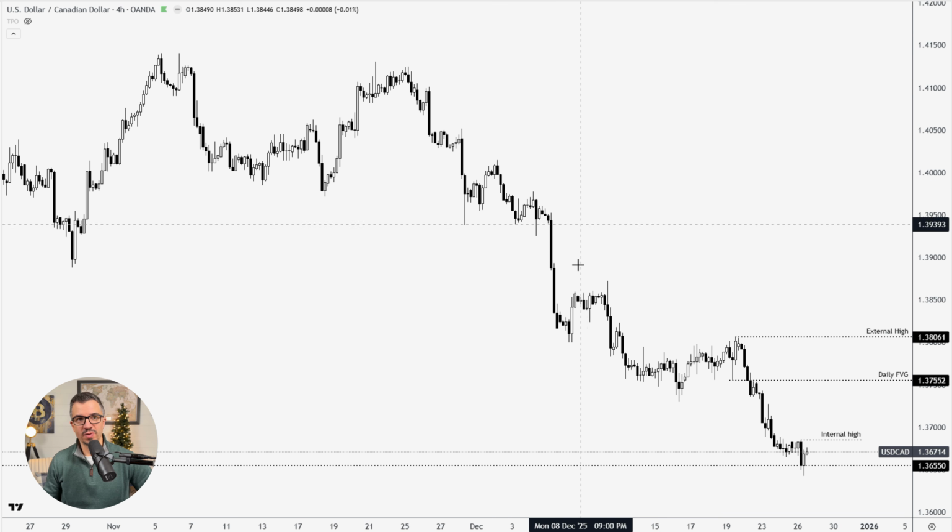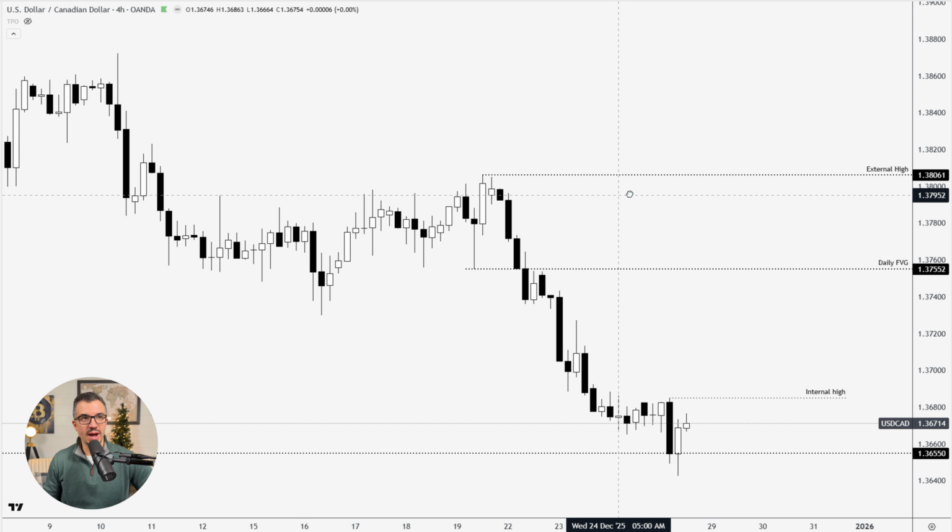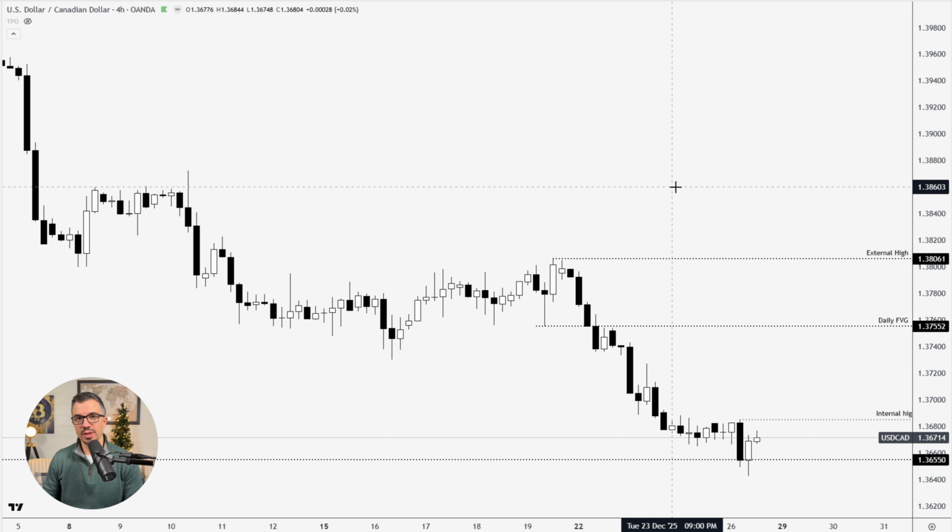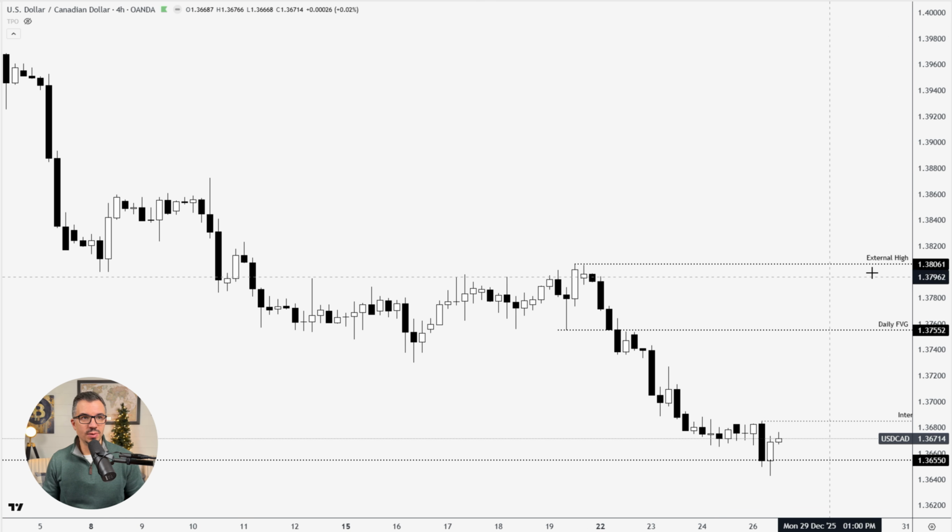established downtrend, right? That's first and foremost. So any kind of buys here are counter trend. Same thing with the pound, same thing with the euro. If you're looking to short those markets, then technically you are against the trend. Now with the dollar CAD, you can see that we have these imbalances up here. So this is our last external high.